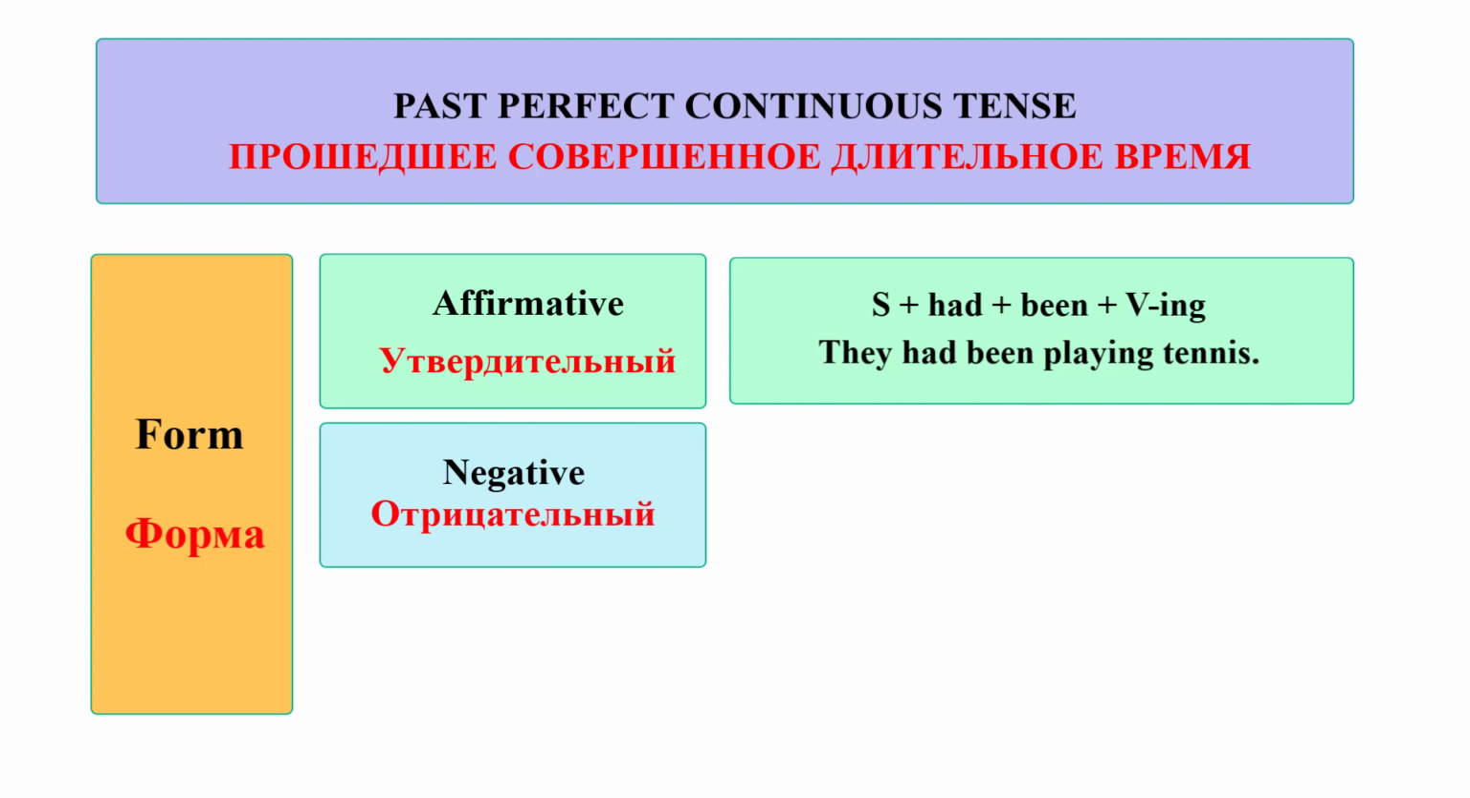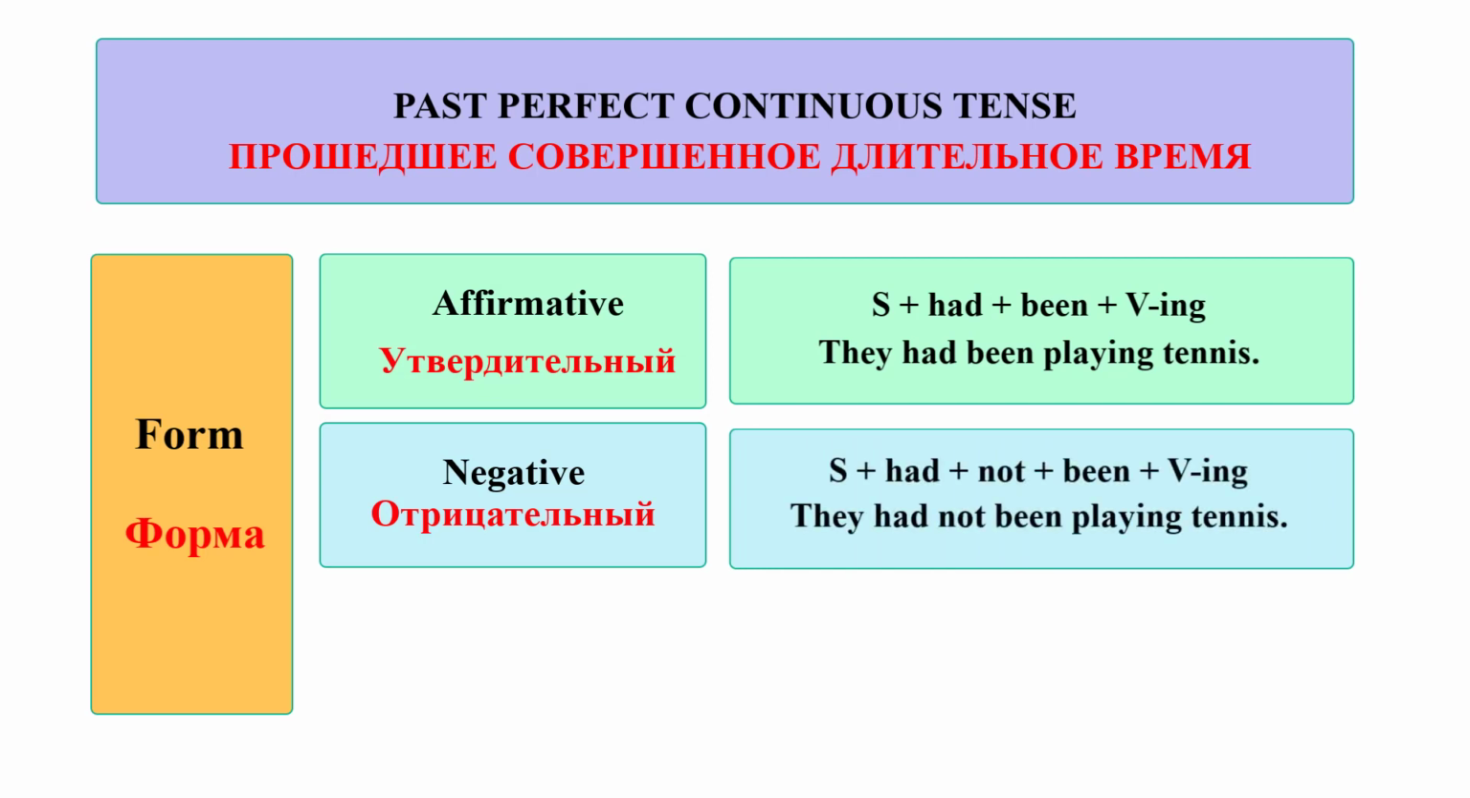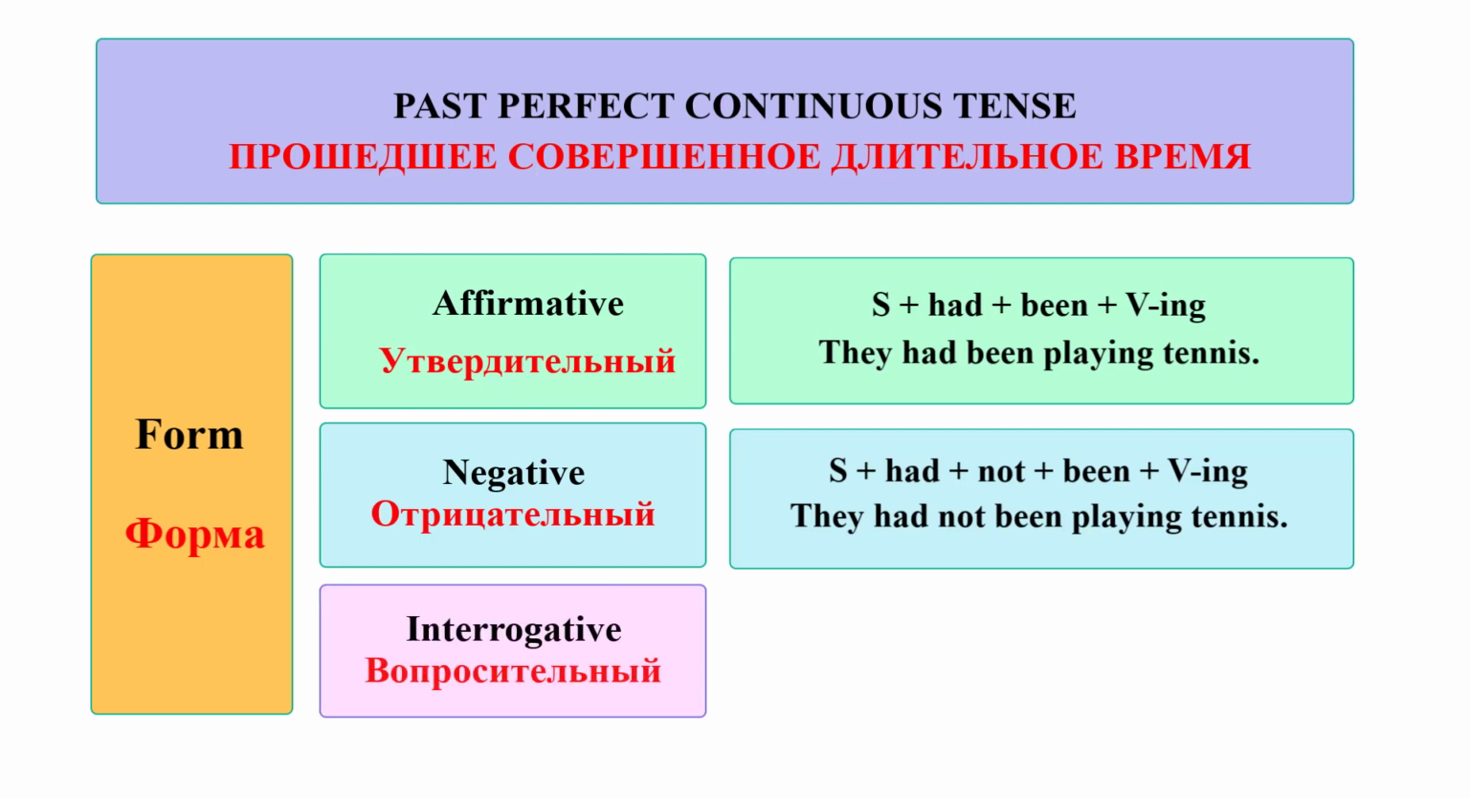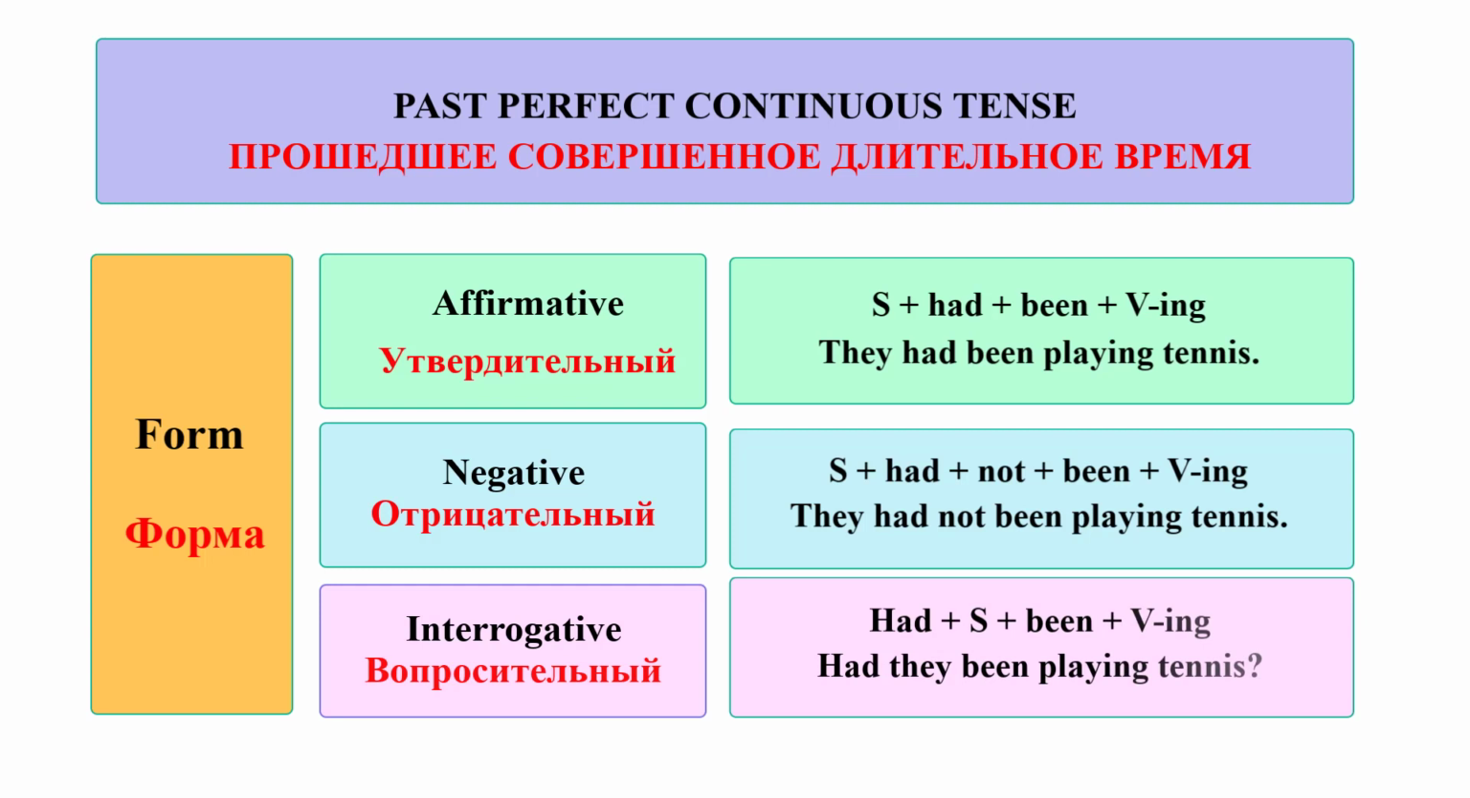Negative. Subject plus had plus not plus been plus verb ing. They had not been playing tennis. Interrogative. Had plus subject plus been plus verb ing. Had they been playing tennis?